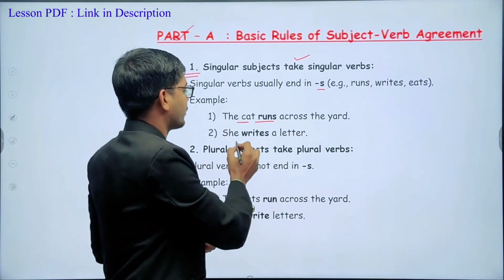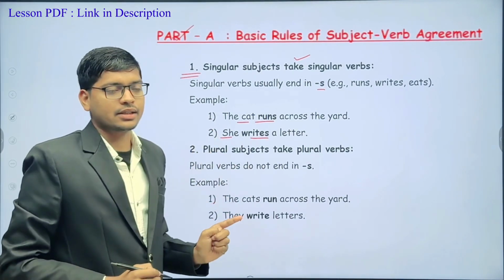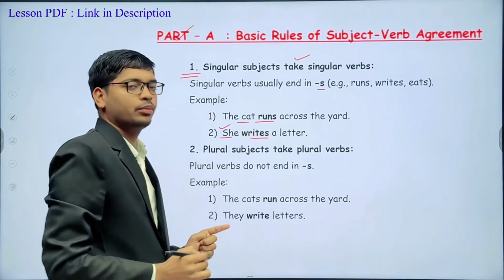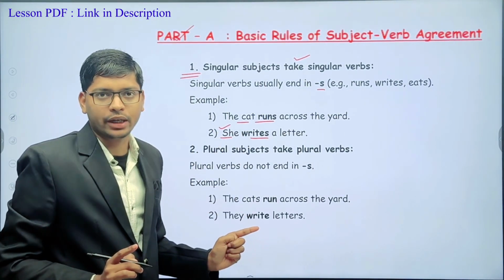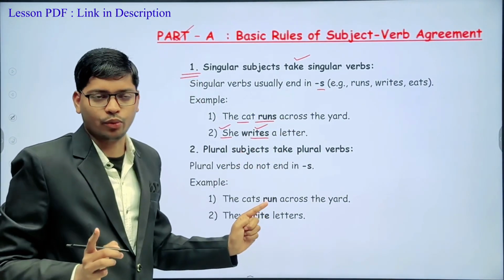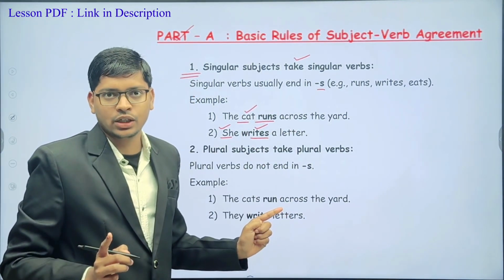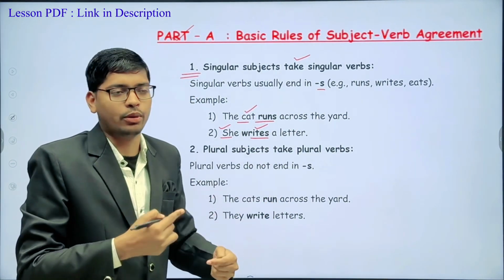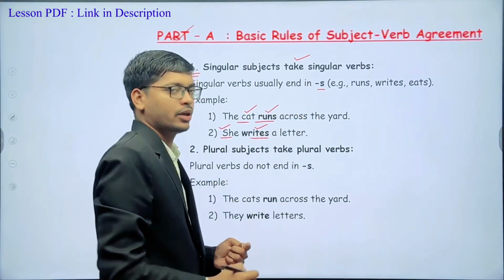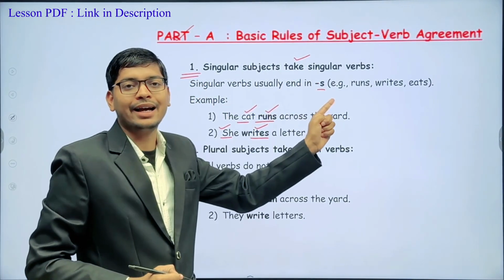She writes a letter. Here you can easily understand that she is a singular subjective pronoun, so we have to use a singular verb. And here cat is a singular subject, so we have to use a singular verb. The singular verb is runs. Singular verbs usually end in s.